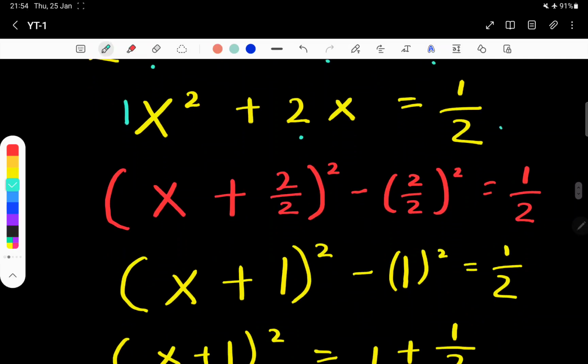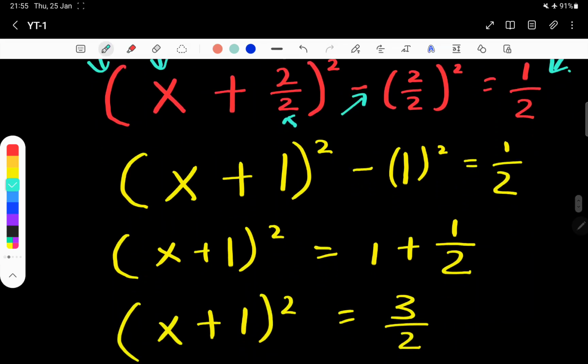So after you achieve this form, then you can start to carry out the completing square. Again, remember to open the bracket. x squared will become x, and then for the 2x term, you need to take the coefficient of 2x divided by 2, and then remember to close the bracket and put the power of 2 here. And minus this term, power of 2, equal to, the right hand side remains the same. You can simplify it and you achieve x plus 1, close the bracket, power of 2 minus 1 squared equal to half.